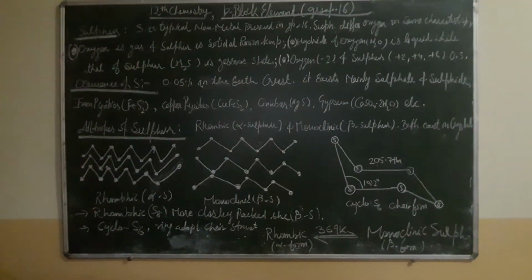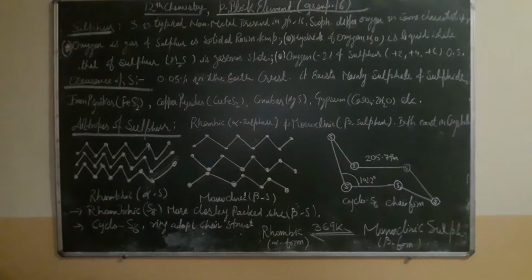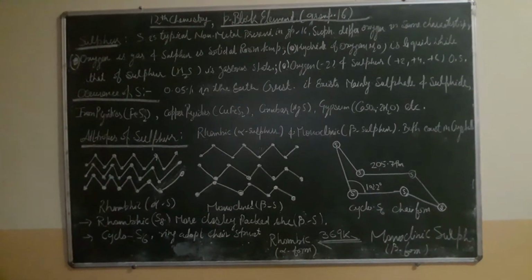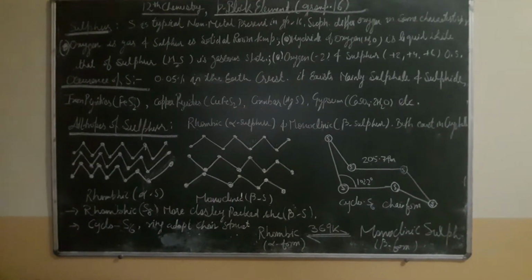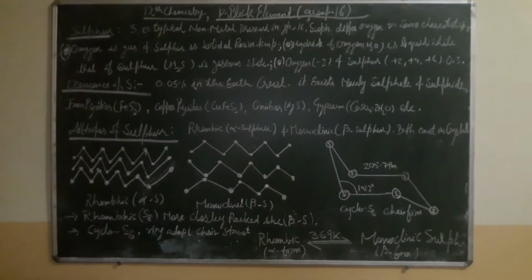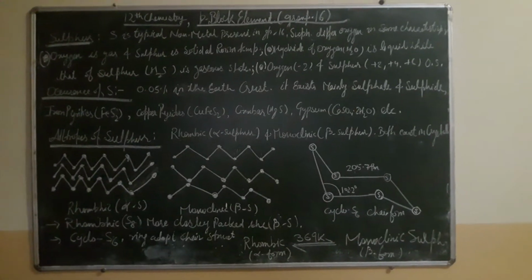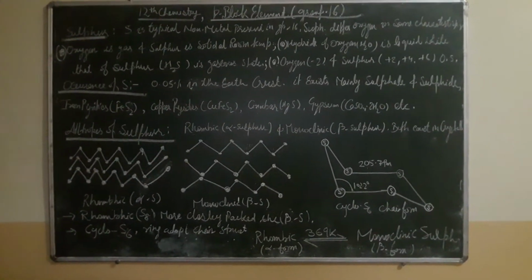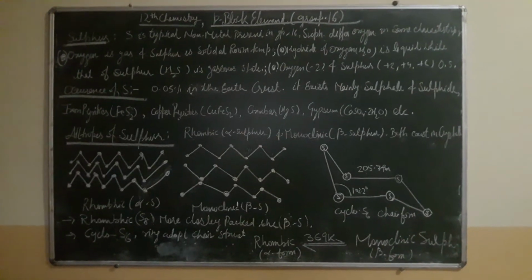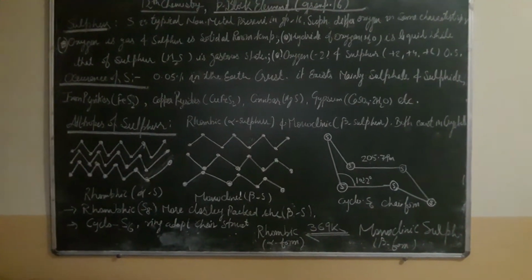So today I will teach you the next topic, that is sulfur. You also know that sulfur is in the family of oxygen, the second element. Its atomic number is 16, and you also know the electronic configuration. Sulfur is a typical non-metal present in group 16.